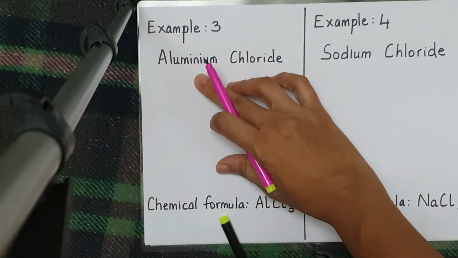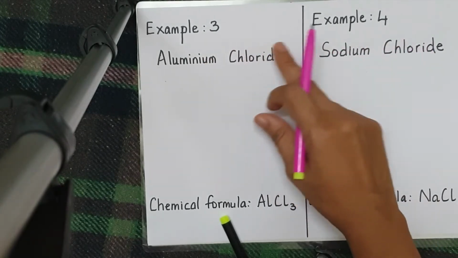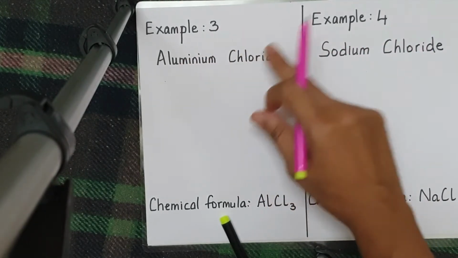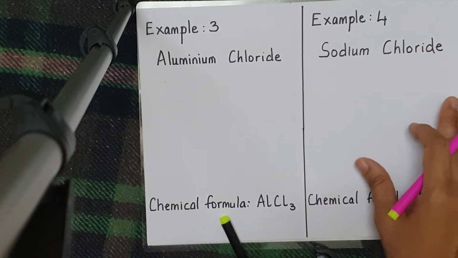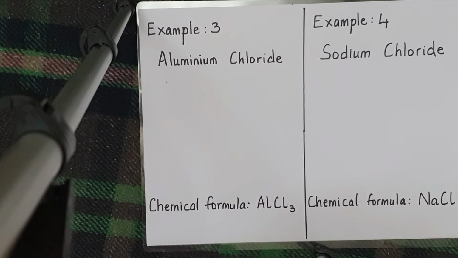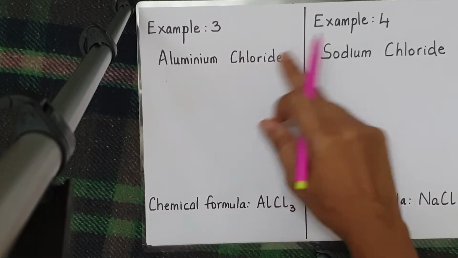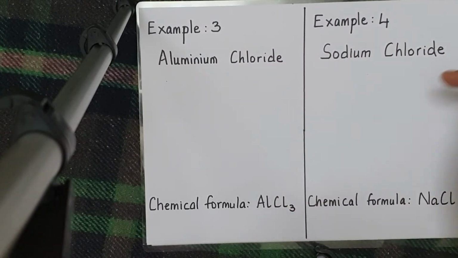Now in this example, I would like to draw your attention to the compounds formed. Here we have aluminium chloride and here we have sodium chloride. Many students get confused as to how the formula for aluminium chloride is AlCl3, whereas for sodium chloride it is only NaCl, when both the compounds have the chloride ion. So why is chloride 3 here in aluminium chloride and in sodium chloride it has only 1? So let's see.